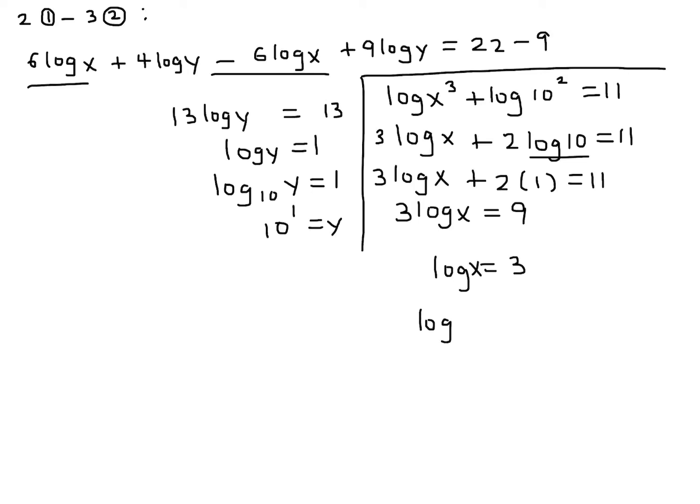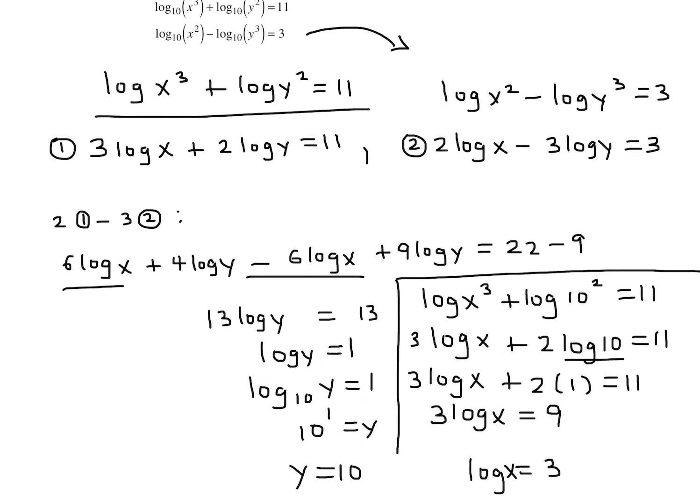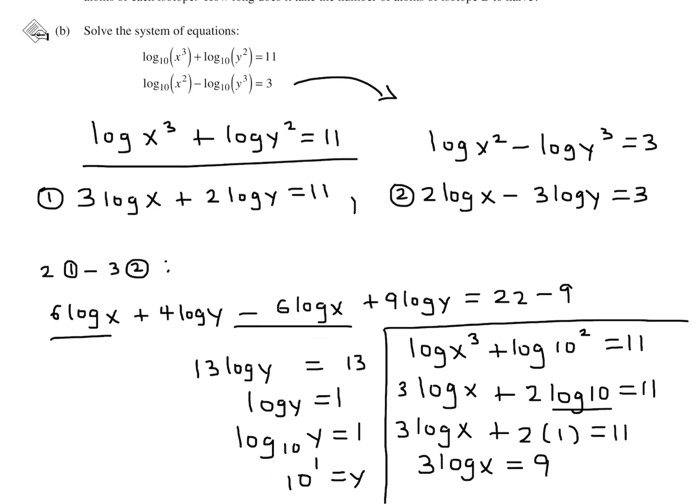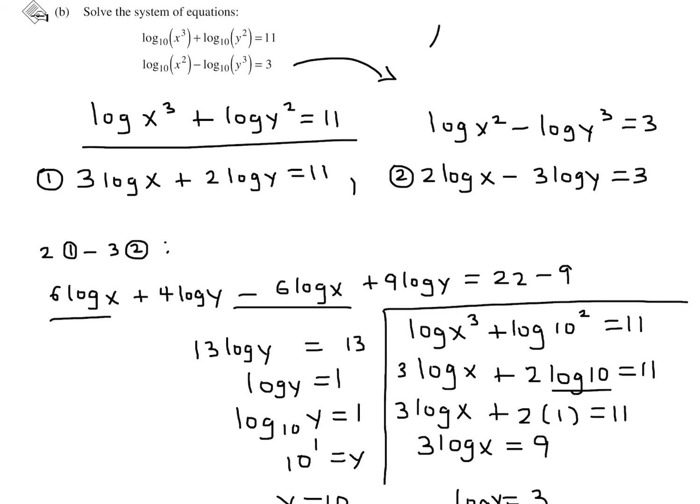And now I'll put in the base 10 just to make things a bit clearer. And then based on the rules of logs, 10 to the power of 3 is x. So there you go. y looks like it's 10 and x is 1,000. So my solution to this system of equations right here is x, y: x was 1,000 and y was 10, like that.